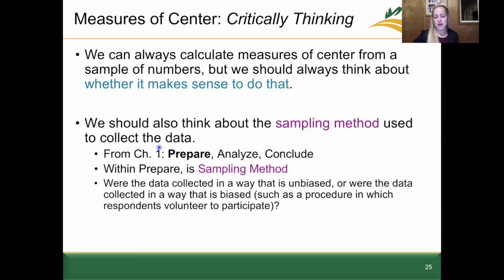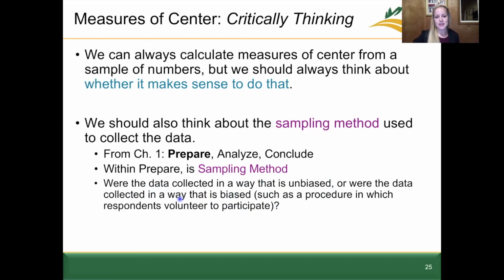Now, if you remember from chapter 1, we had prepare, analyze, and conclude. Within prepare is sampling method. And I do recommend you going back and refreshing yourself on sampling method. So this is when we ask questions like, were the data collected in a way that is unbiased, or were the data collected in a way that is biased, such as a procedure in which respondents volunteered to participate. Remember, when volunteering is involved, this is an example of a biased sampling method.